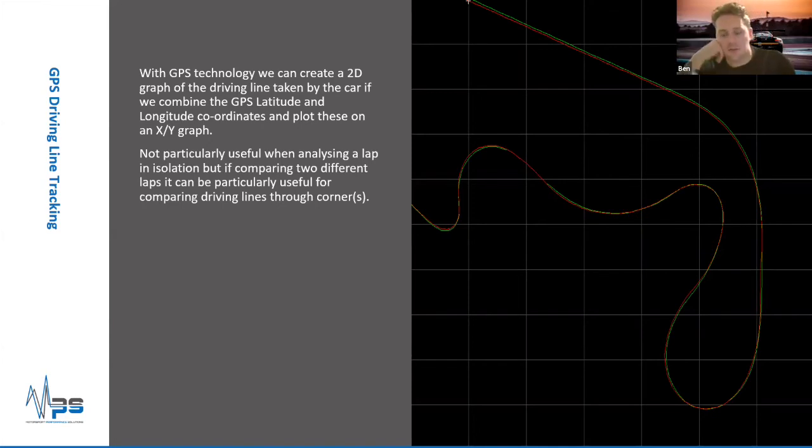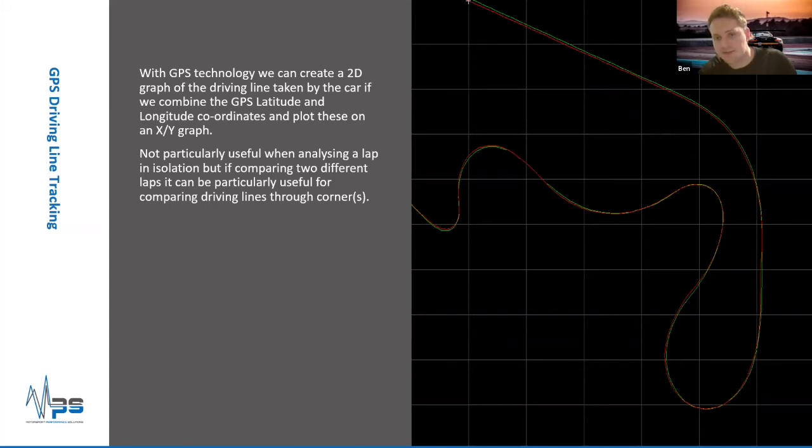What we're looking at on the right is a zoomed in part of an XY graph, which has a GPS latitude and GPS longitude on it. So practically what that means is this is how GPS tracking works. It's laid out the driver's route around the track. So it's essentially drawn a track map for you.